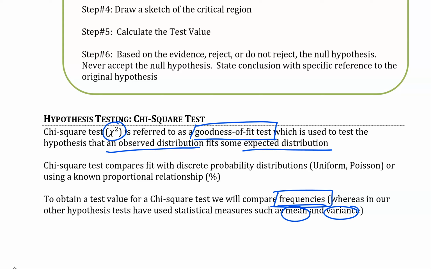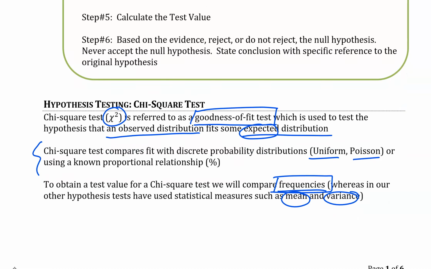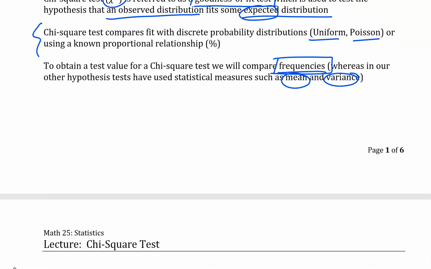And embedded into it, when you're coming up with this expected distribution, it deals with other types of distributions like a uniform or a Poisson distribution, and we'll get into that as we look at the different types of questions related to the chi-squared test. So again, let's walk through the theoretical steps and then we'll move into doing a few examples of it.